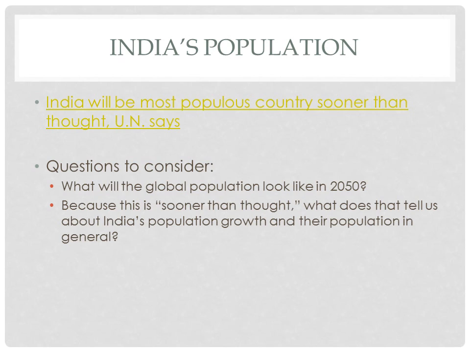This is just an additional article for you. It talks about India's population. The title is actually, India will be the most populous country sooner than thought, the UN says. So some statistics from the article in case you don't get a chance to read it. The UN estimates that it will be the year 2022 when India becomes the most populous country on Earth.